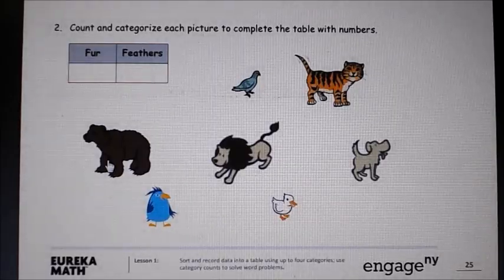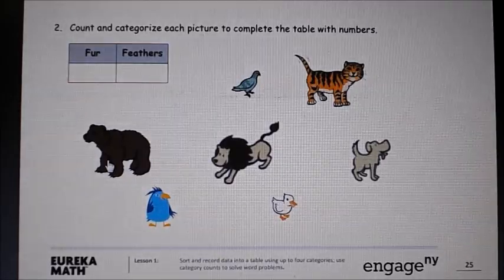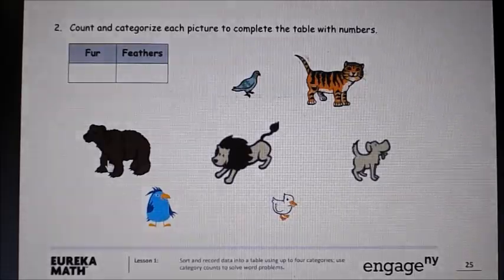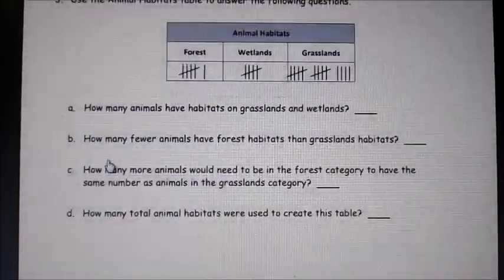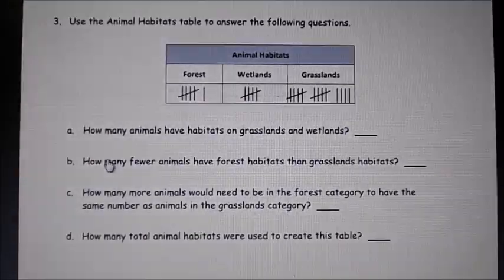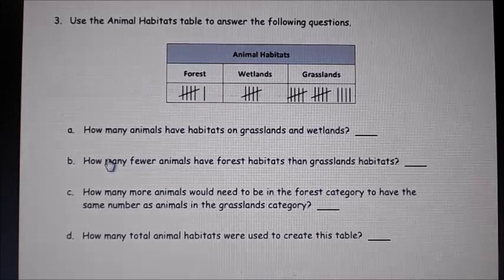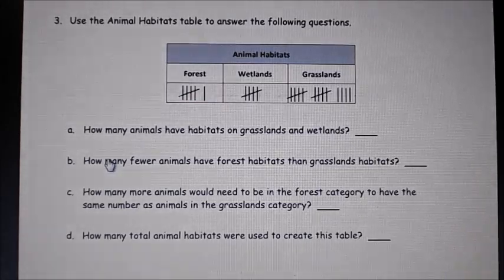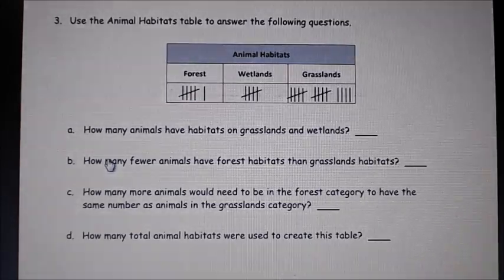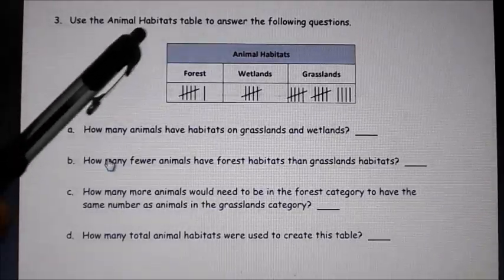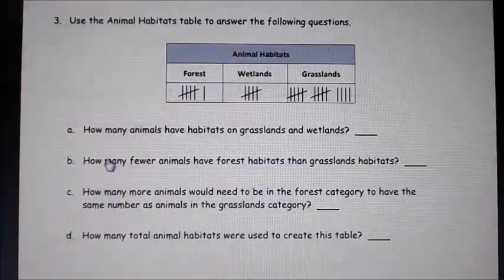The problem that I am actually going to write on the board and that you guys are going to have homework to solve is going to be this next problem. We are going to look at this chart, and I am going to put it up on the easel on the whiteboard, and you guys are going to answer these 4 questions. It says use the animal habitats table to answer the following questions.